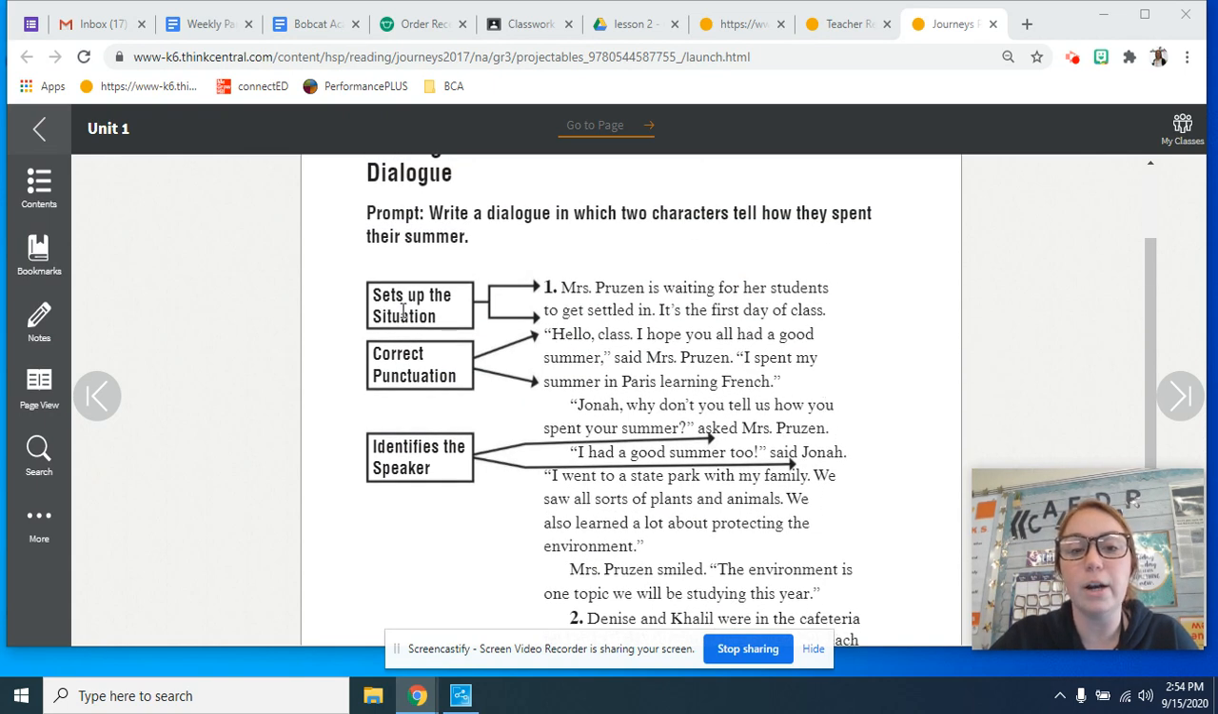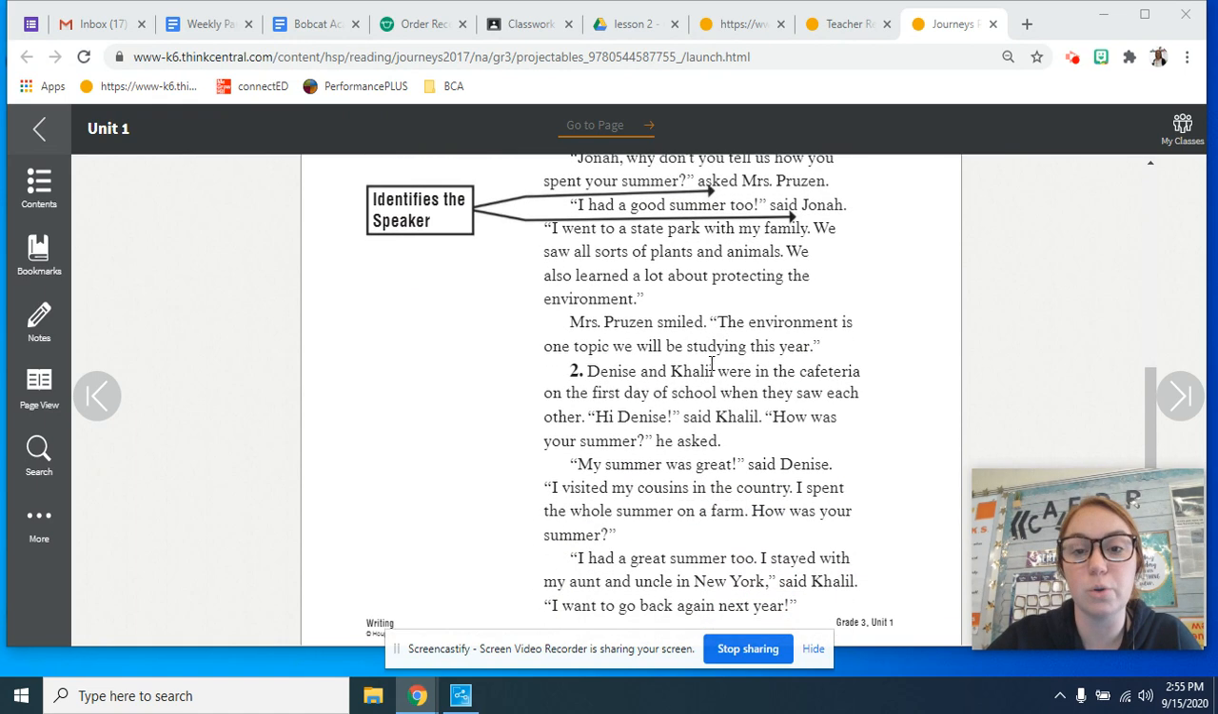If you look here, you set up the situation, talking about what the prompt was. You have the correct punctuation, so they have those quotes showing when the character is talking. And it also has identifying the speaker. So it's saying "I had a good summer too," said Jonah, or asked Mrs. Prusen, or said Mrs. Prusen. Those are identifying who the speaker is in the story.